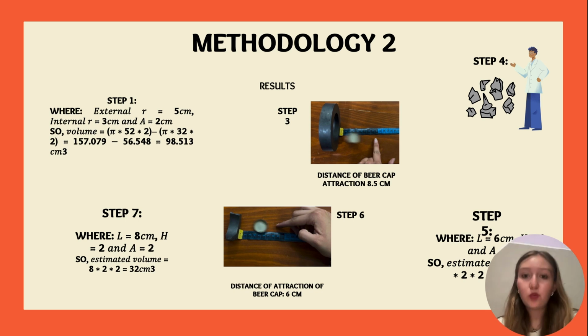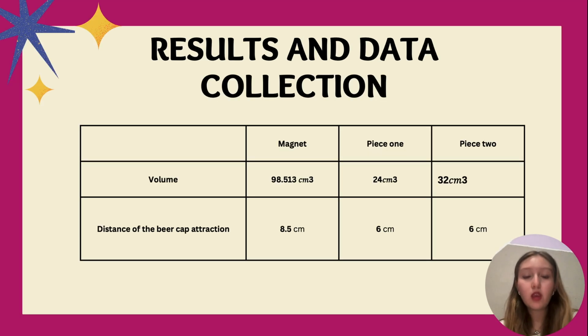Then I repeated these steps with a second piece to be sure that the experiment was correct. I decided to collect all this information in the form of a table because I think it's easier to analyze the information when it's put like that, because it's easier to see. Here we have the volume and the distance of the beer cup attraction with the magnet, piece number 1 and piece number 2.